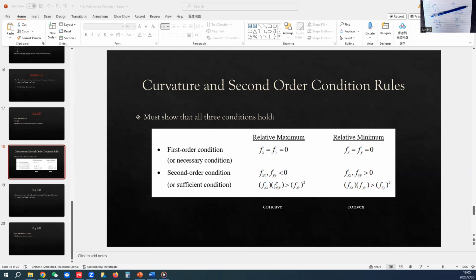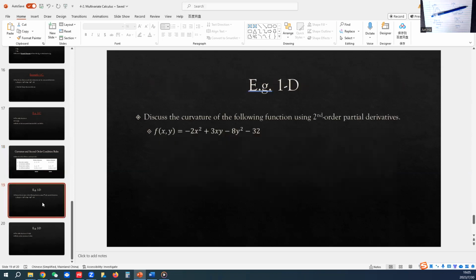If all those conditions are met, then we can determine that this function is concave or convex. Namely, we can determine the curvature of this function. And we can determine whether there is a maximum for this function or a minimum for this function. So now, let's look at the examples.